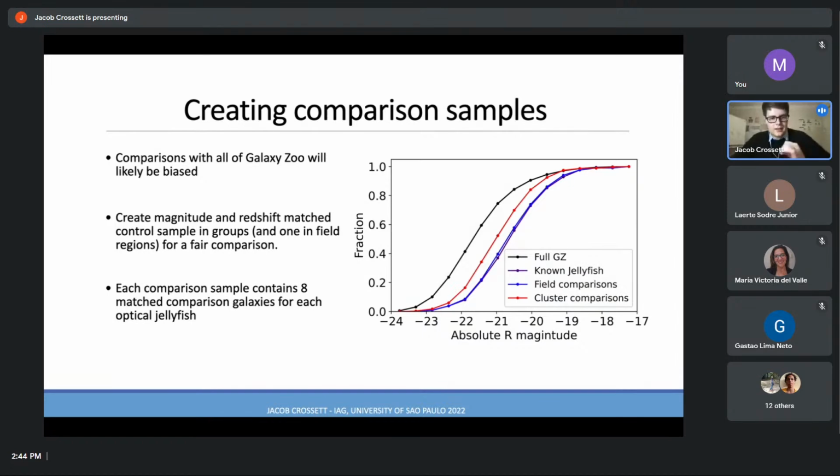So these have got 8 magnitude and redshift matched galaxies for each jellyfish, such that from the 200 odd jellyfish galaxies, we've got about 1,600 comparisons which we can use as a baseline to test. So now armed with these 2 comparison samples, one in clusters, one in the field, we can see if there's any differences between jellyfish galaxies and these comparison samples.